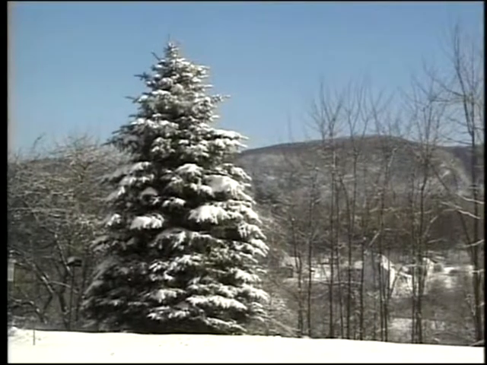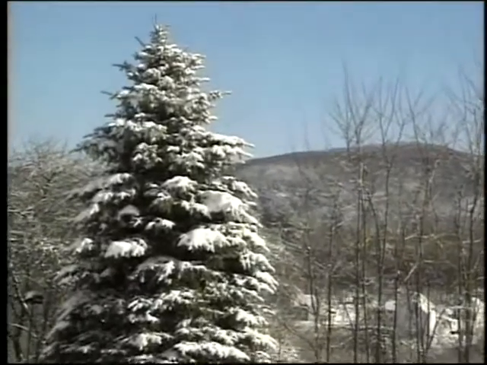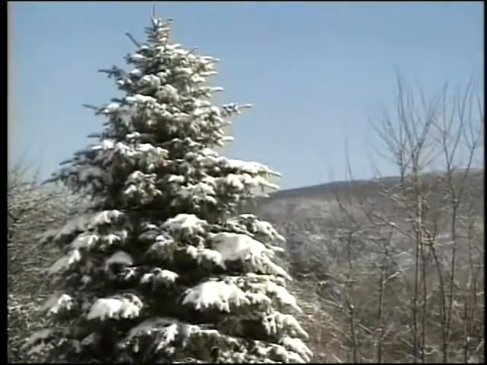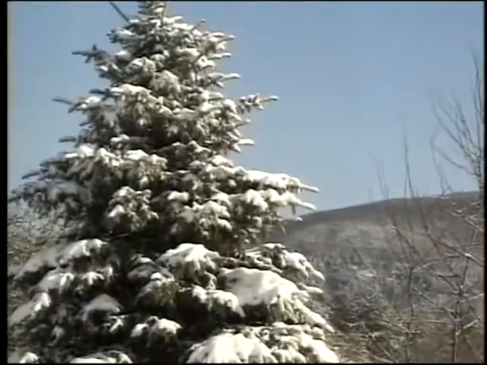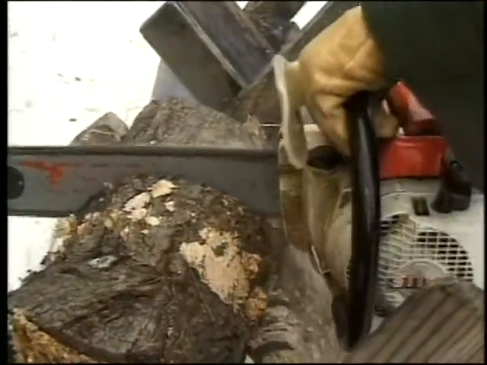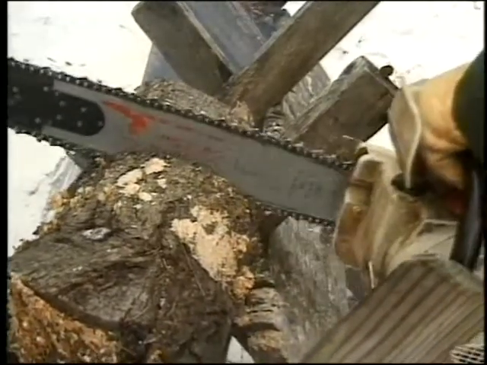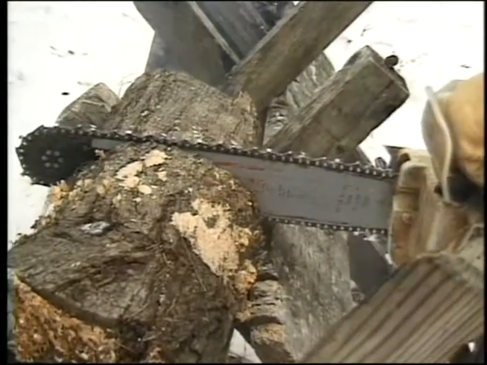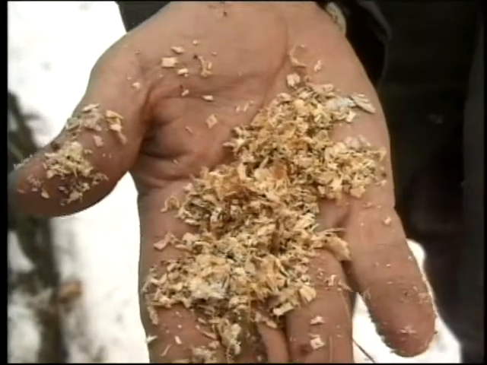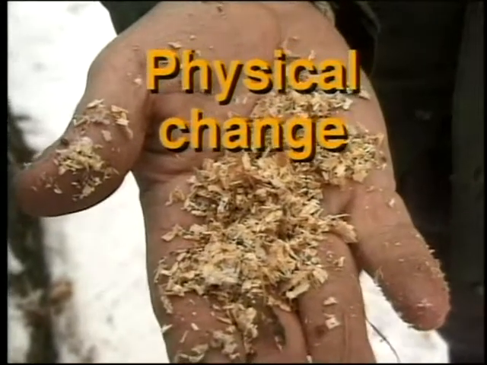Now let's see how good you are at identifying physical and chemical changes by observing the characteristics of some different changes in matter. In this change, the chainsaw produced tiny particles of wood called sawdust. Is this a physical or chemical change? This is a physical change that merely changes the size of the wood.